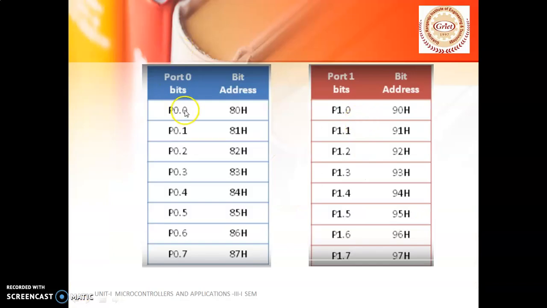Now if you take port 0 here, we name it as P0.0 to P0.7, and the P0.0 direct address in SFR RAM area is 80H. So obviously P0.1 will be 81H, and so on. Similarly, P1.0 direct address in SFR RAM area is 90H, and it continues till P1.7. Similarly, P2.0 direct address is A0H and P3.0 direct address is B0H. Likewise, we can write 4 tables here: port 0 as one table, port 1 as another table, port 2 as another table, and port 3 as another table.